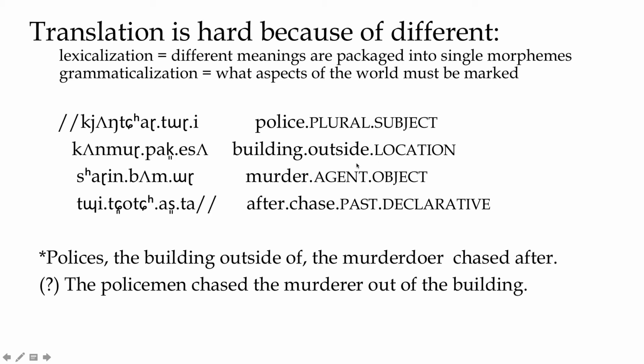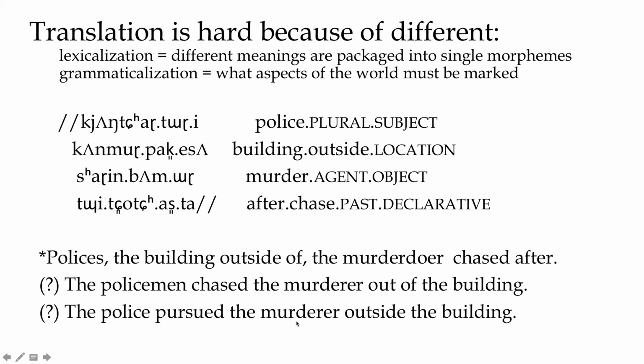The Korean is not specific enough to tell me everything that I would need that English would force me to say. So I could also say something like the police pursued the murderer outside the building. So police, now I've decided I'm not going to say whether it's men or women, I'm just going to say the police. The police could be one person, though, in English, whereas in Korean, it's clear that there's more than one police officer involved. I might want to say the police officers. Maybe that's a better translation.